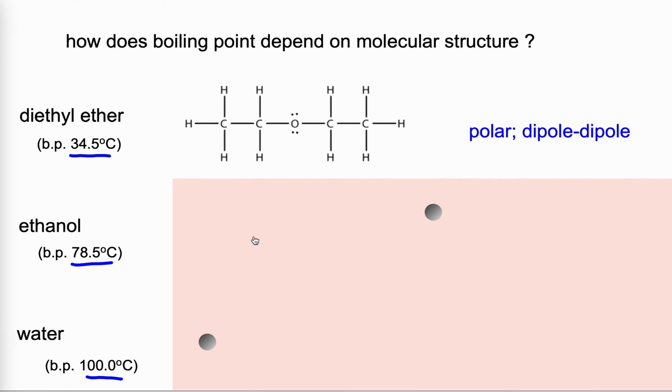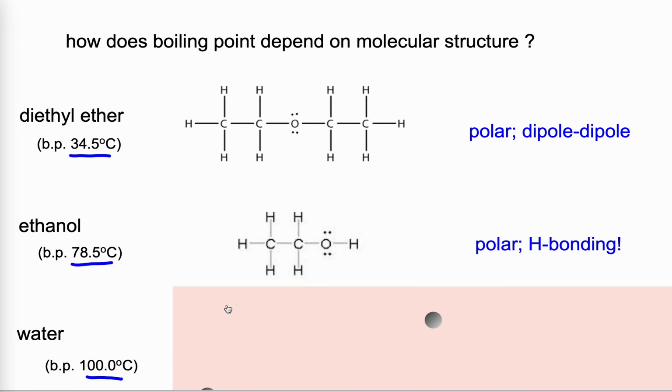Here is the Lewis structure for diethyl ether. You can see in the center there is an oxygen atom with two lone pairs and two bonds. Therefore, it would have a bent geometry. Therefore, the molecule would be polar, and the most important intermolecular attractive forces would be dipole-dipole forces.